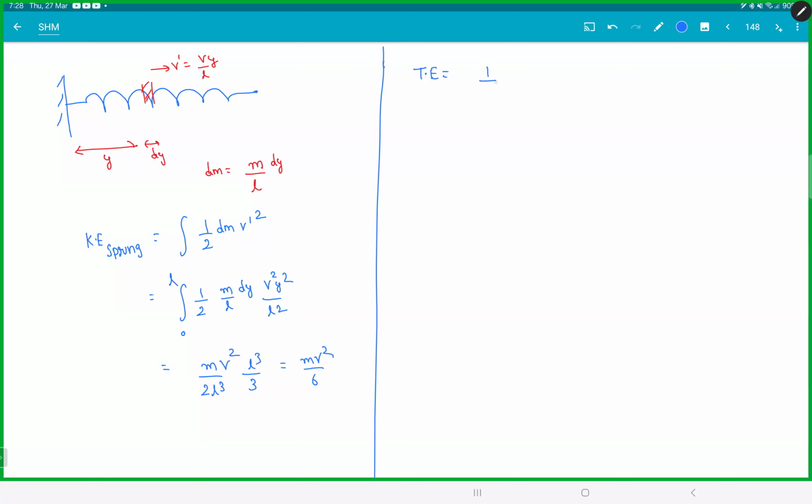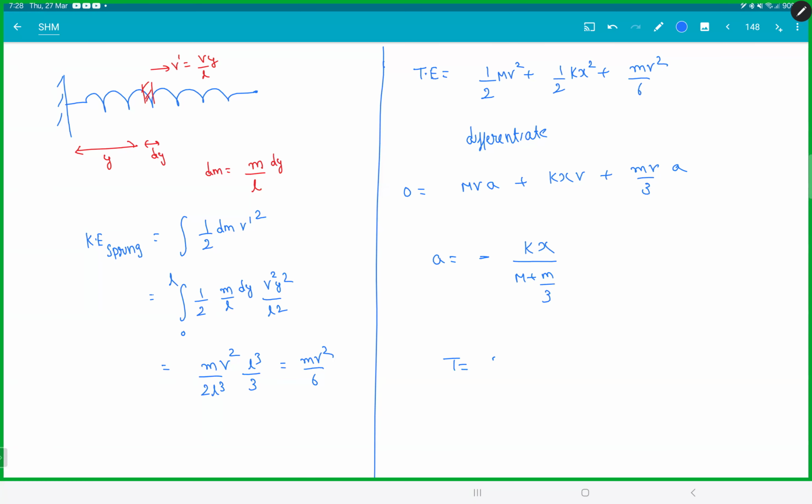Therefore, total energy will be: block, half mv square; spring, half kx square; spring kinetic energy, mv square by 6. Now the story is the same, differentiate. This will be 0. This will be mv dv by dt, acceleration. This will be kx dx by dt, velocity. This will be mv by 3 times acceleration. v goes off. We get acceleration equal to minus kx by (m plus m by 3). You can actually remember the result: the whole spring will behave as if it is an additional mass of m by 3.